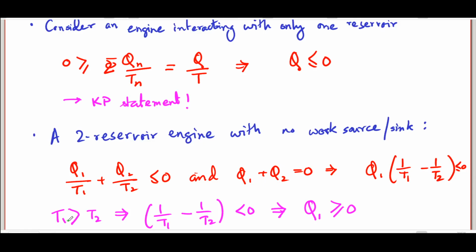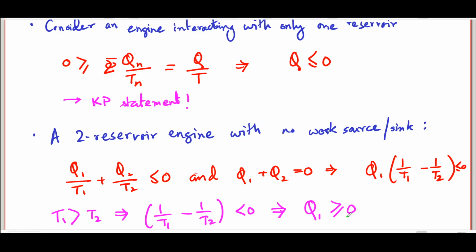Now, among the two temperatures, let's consider T1 to be bigger than T2. If that is the case, then 1 by T1 is smaller than 1 by T2. So therefore, this factor 1 by T1 minus 1 by T2 has to be less than 0. And dividing through by a negative number changes the sign of the inequality. So therefore, this then translates to Q1 must be greater than or equal to 0.